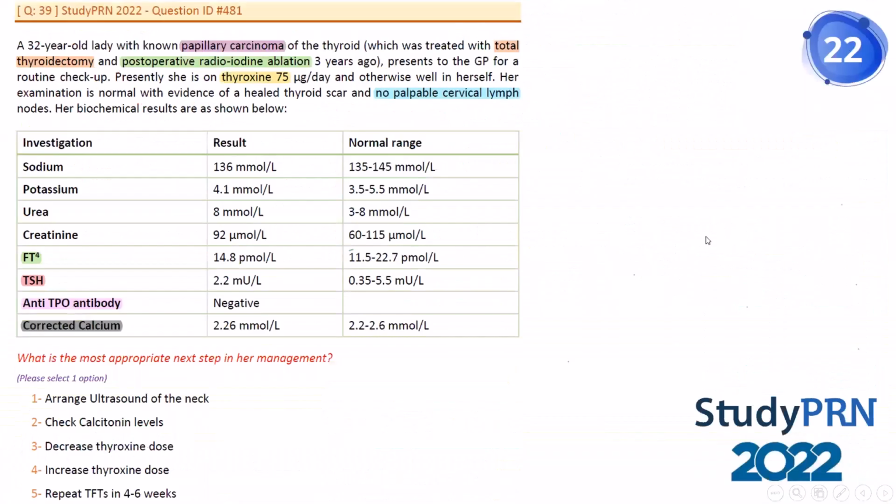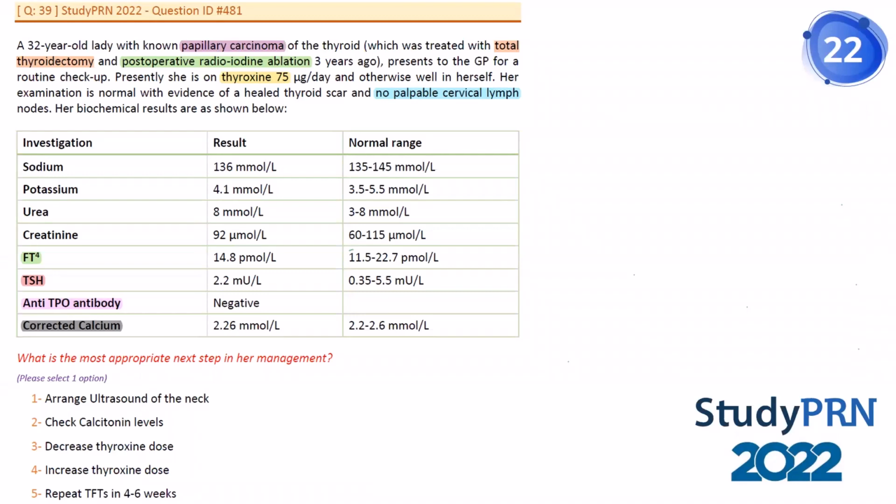And actually, I think this is the last question in this session. This is a patient, a 32-year-old lady, papillary thyroid carcinoma, treated by total thyroidectomy and post-operative radioactive ablation 3 years ago. Already on thyroxine 75 microgram per day, no palpable cervical lymph node, labs are normal, free T4 is normal, TSH is normal at 2.2, the anti-TPO is negative, the corrected calcium is normal. What is the most appropriate next step in the management?